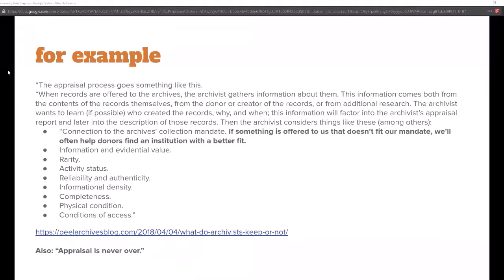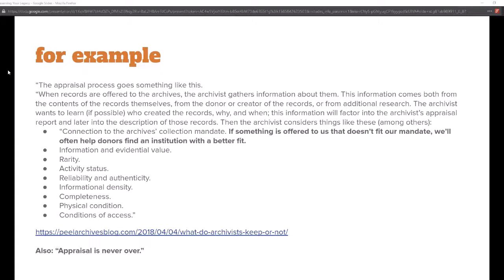If you are interested in learning more about this internal process, I cannot recommend anything more than the Peel Region Art Gallery Museum and Archives. Their archives staff have a blog that has an amazing amount of information on it. So they will walk through all of this stuff with you. And something I really want to note that they mention is that they will help donors find an institution with a better fit. This is going to be true of a lot of people that you talk to. They will help you find a home for things.